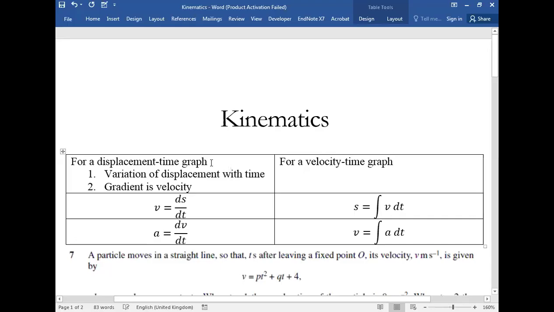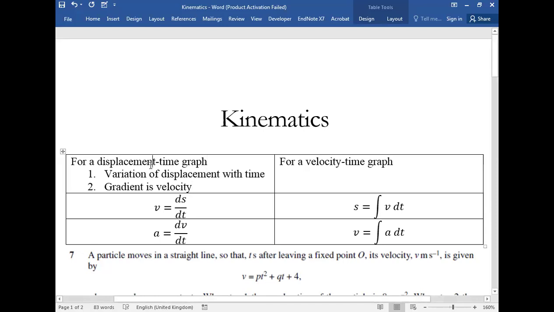Okay, for a displacement time graph, what does it tell us? First, it shows the variation of the displacement with time. And then how do we find velocity from a displacement time graph? Its gradient tells us the velocity. And how do we find gradients through calculus? We differentiate y with respect to x.